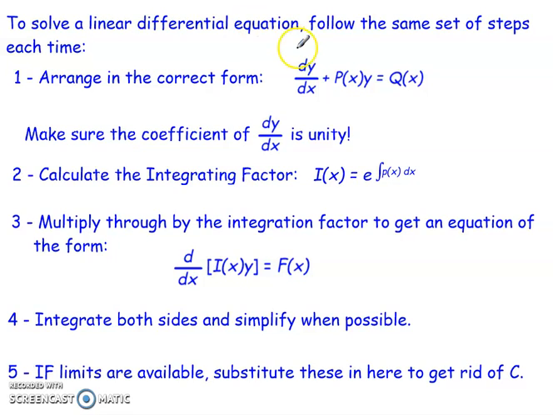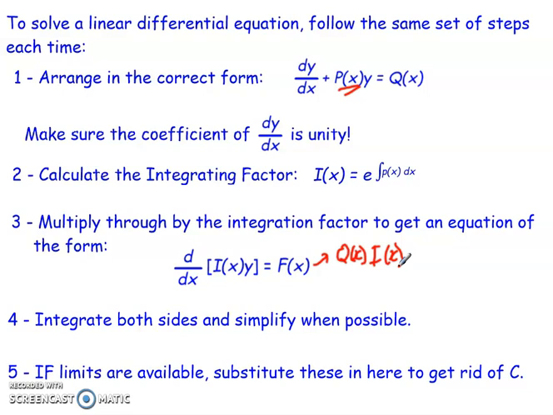So it's e to the integral of whatever this value here is with respect to x. What we then do is multiply through by the integrating factor to get an equation of the form d by dx of I x y equals f of x. Now this f of x on this side will be the equivalent of the q of x times the integrating factor. So we have to bear that in mind as both sides have been multiplied by it. So this will be given by something of the format q of x, whatever was there before, times my integrating factor. We then integrate both sides and simplify when possible, and that will give us a general solution.